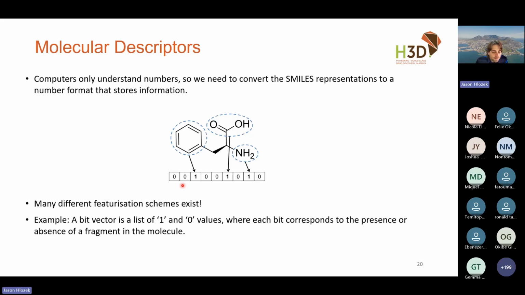And so here I've given the most simple example. For example, if you have a bit vector, which is a vector of zeros and ones, and every position corresponds to the presence or absence of a particular chemical group. And then if I take my molecule and I say, okay, does it have a phenol ring? Well, the third position corresponds to phenol ring, so I'll put a 1 there. Or does it have a hydroxyl group? Okay, if it does, I'll put a 1 in the sixth position. And so this is a way to represent your molecule using numbers. And there are many, many different ways of doing this. So this is just the most basic of examples. And you'll often be thinking about, well, what type of information has my featurization approach captured?